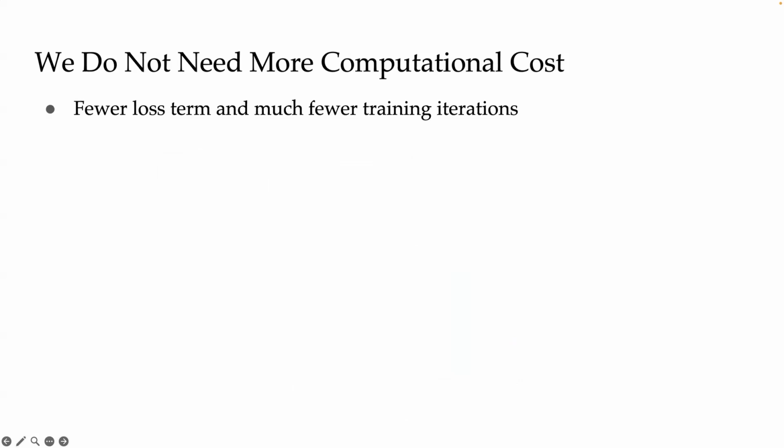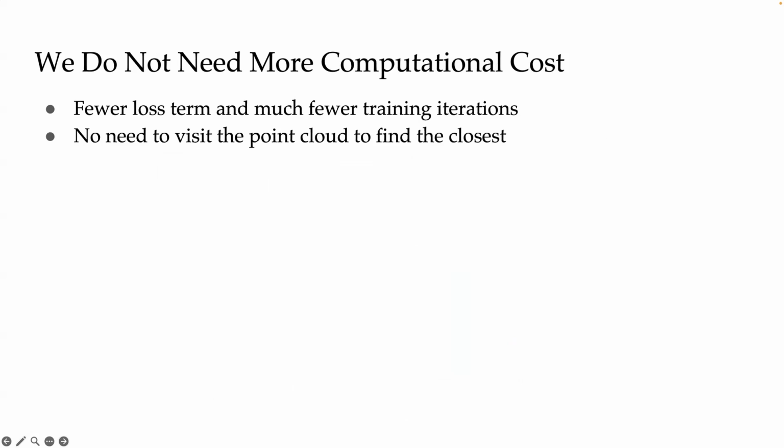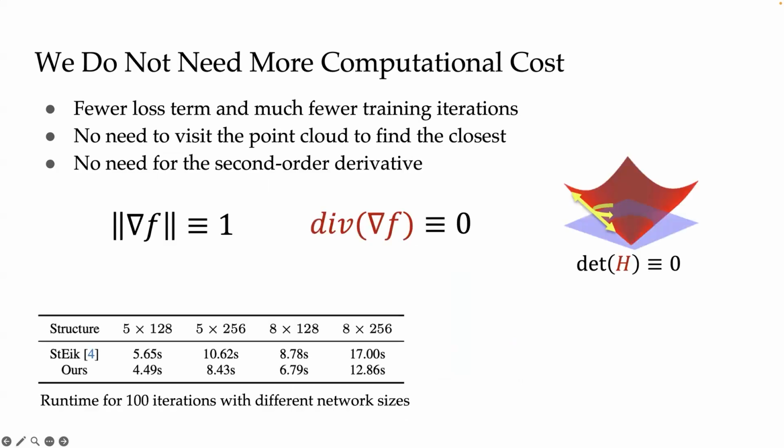On this slide, we show that our method uses fewer loss terms and much fewer training iterations, and we do not need to visit the point cloud to find the closest points, and we also don't require second-order derivatives. That's how we can be much faster than other methods.